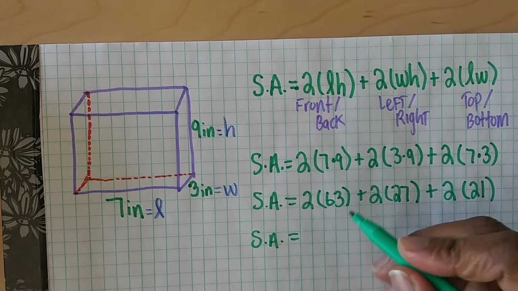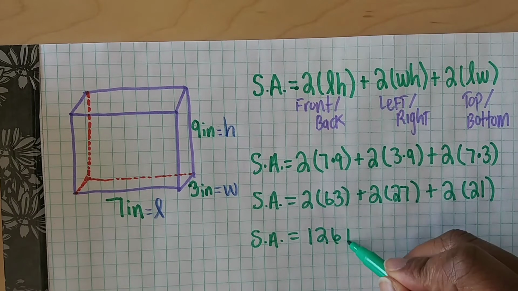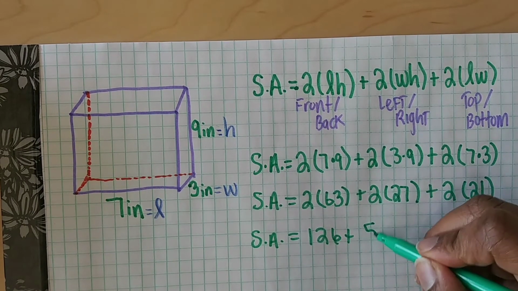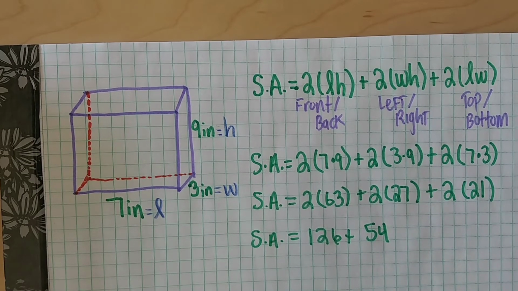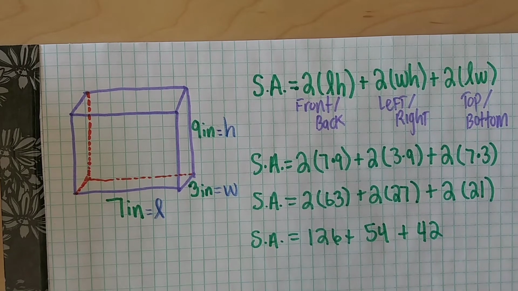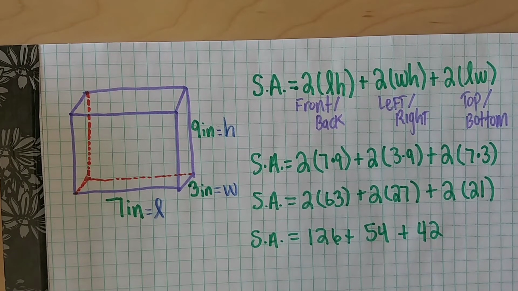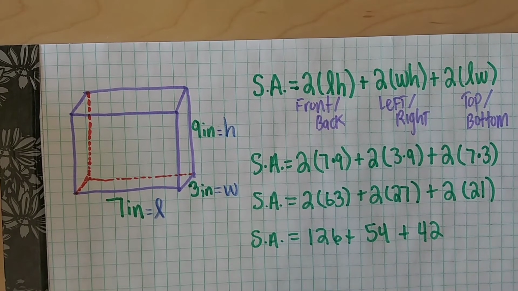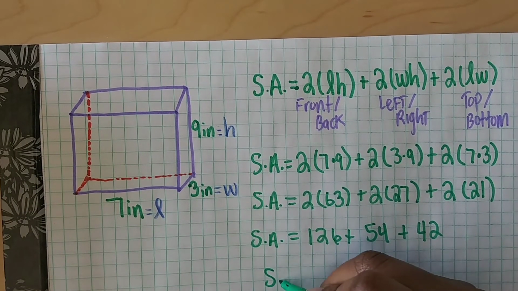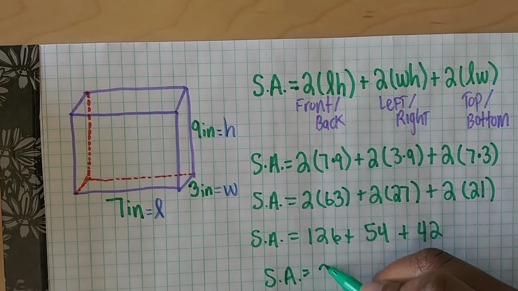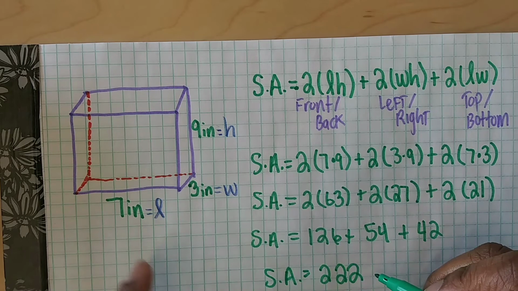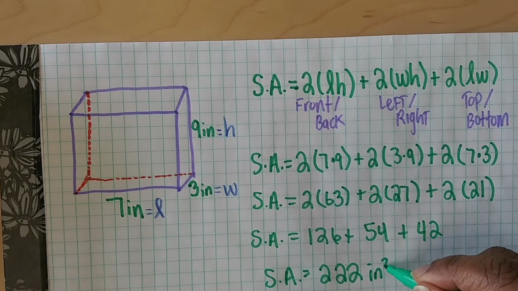So 2 times 63 is 126, plus 2 times 27 is going to be 54, plus 2 times 21 is going to be 42. When I add my 54 plus my 42 plus my 126 together, that's going to give me the total surface, and that's going to be equal to 222 square units, and in this case my units are inches.